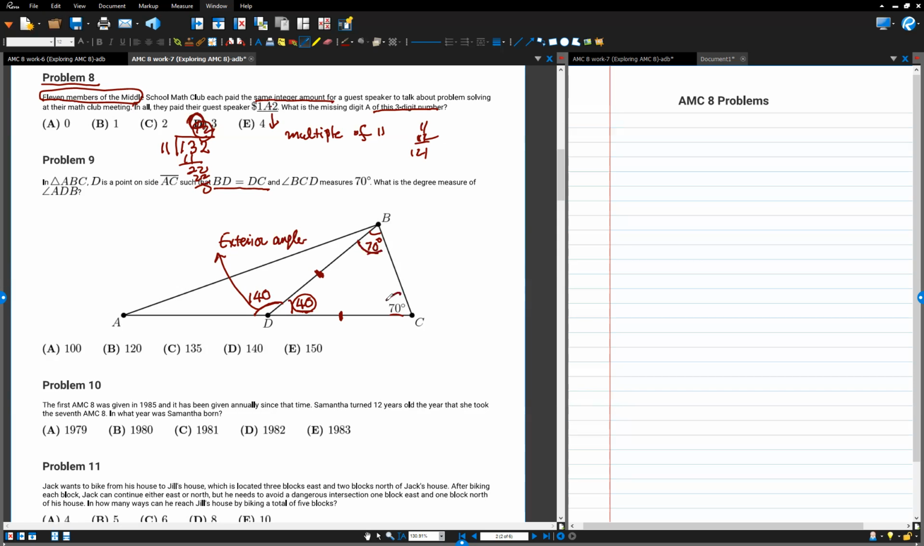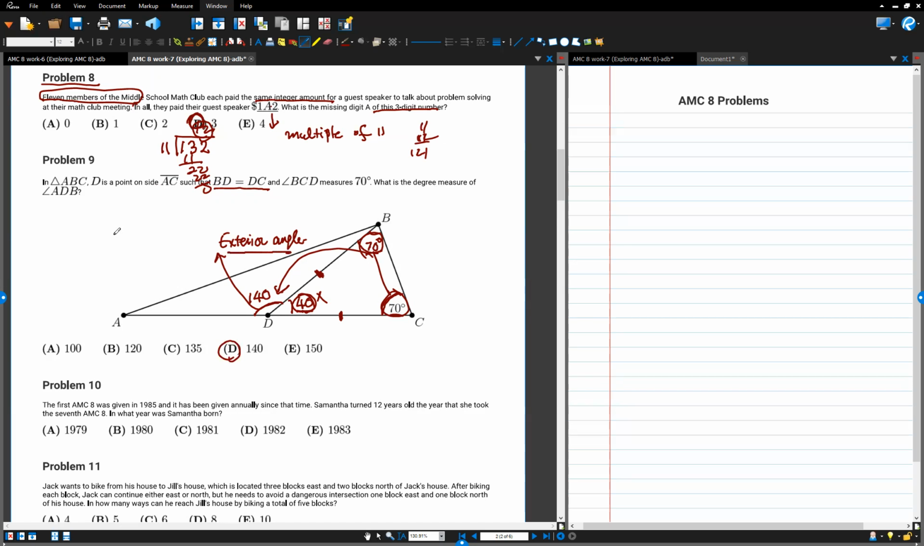Sum of non-adjacent angles. This is the adjacent angle, not this one. Non-adjacent, or sometimes you say remote angles. The sum of these two angles must be equal to this one. So 70 plus 70 equals 140, right? That's the way you can find it, the exterior angle theorem.